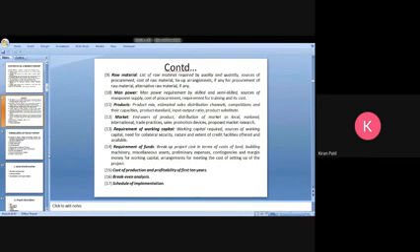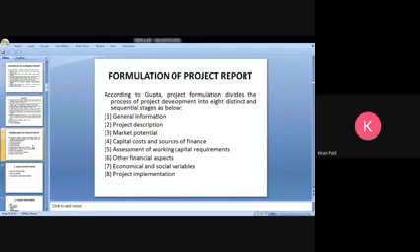All right. So the next one is formulation of a project report. Project formulation divides the process of project development into 8 distinct and sequential stages as follows. And this is again proposed by an author whose name is Gupta. Okay. So what are those 8 stages?